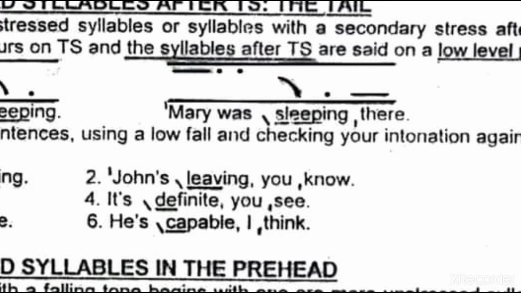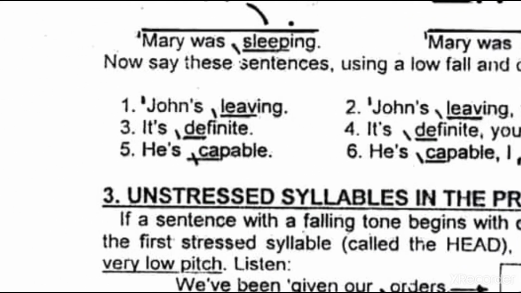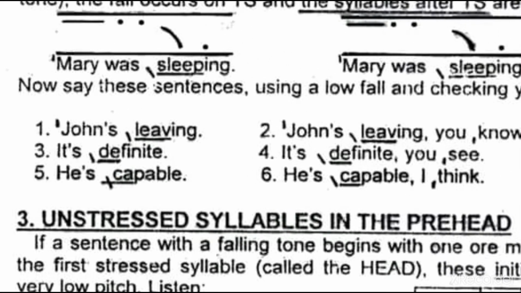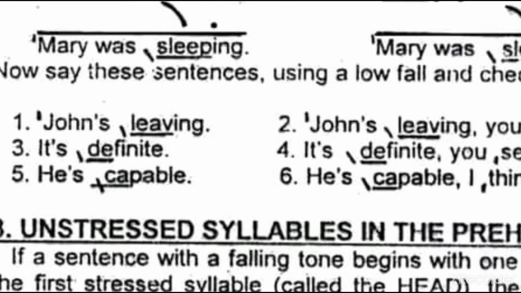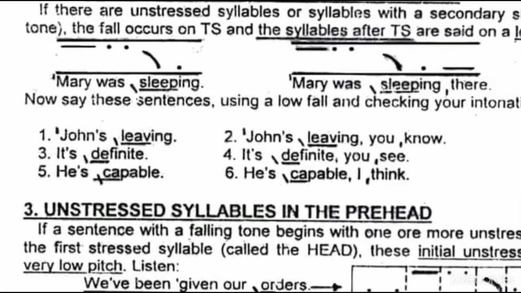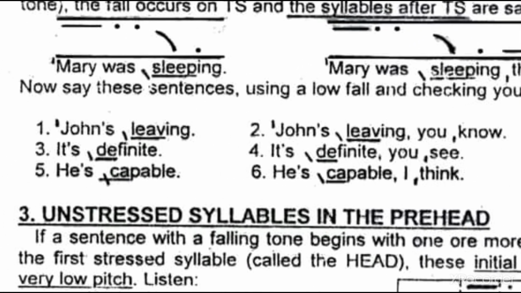However, in the second example, Mary was sleeping there. So here Mary, long dash, dot, was a high dot. Sleeping, slee is a curved line from a mid to a low level. Ping, a low dot, there a low long dash. Now we are going to practice together those sentences, and we are going to identify the tail in each sentence.